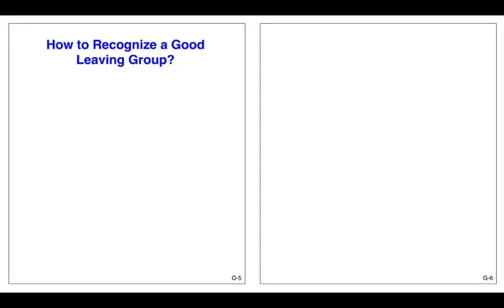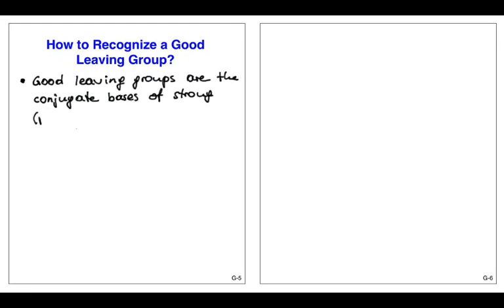Hi. So in this video we are going to learn how to recognize what's a good leaving group and what's not. So in general, a good leaving group is something which can very well stabilize a negative charge. Okay, and so that means that good leaving groups are generally conjugate bases of strong acids, and strong acids, you can recall, are things which have pKa's lower than 0.